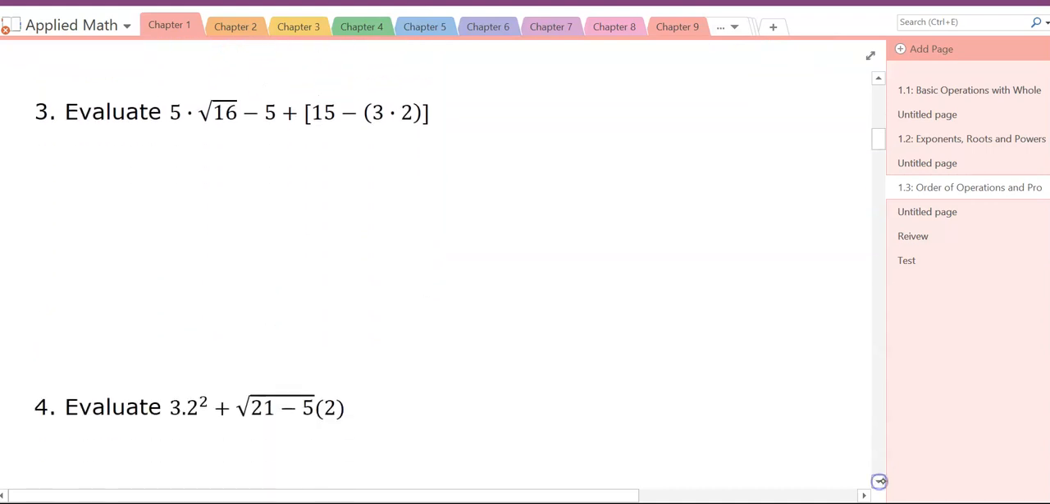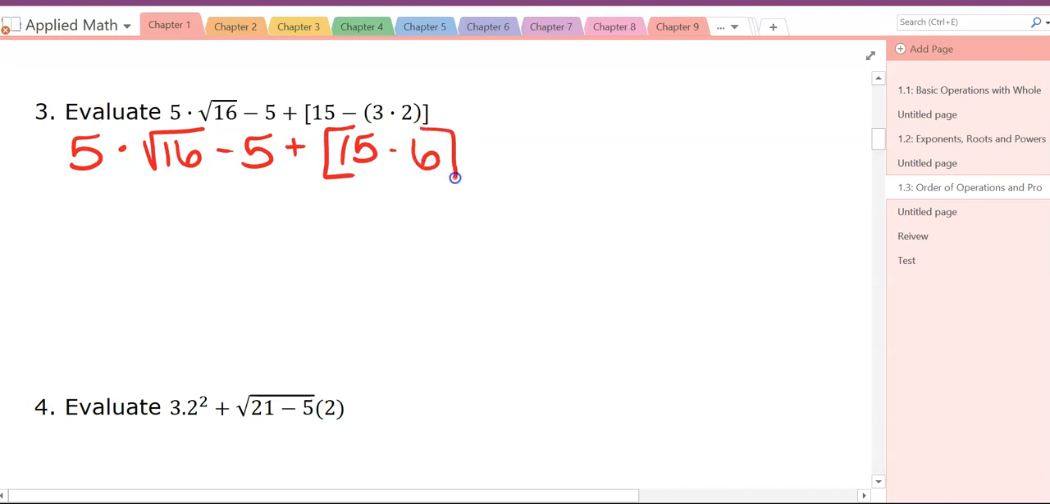Going on to number 3, we've got these brackets over here on the far right side, so we need to start with this first. So we're going to have 5 times the square root of 16 minus 5 plus, inside these brackets you need to take 3 times 2, which would be 6. So we have 15 minus 6 over here.